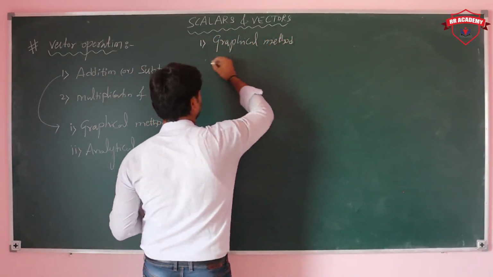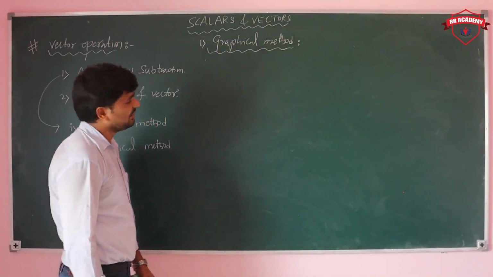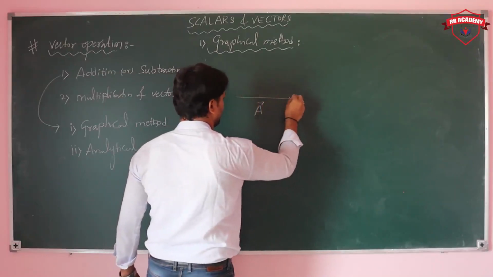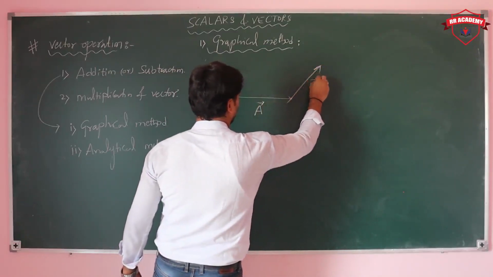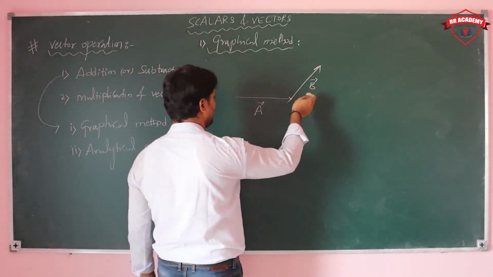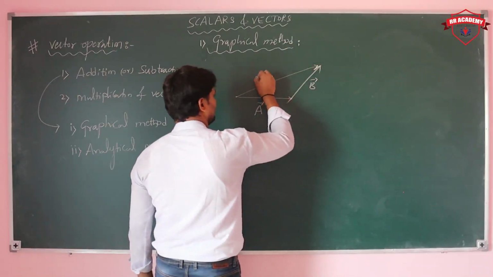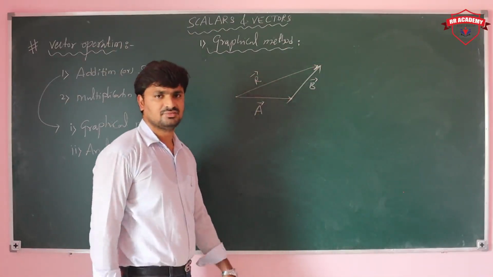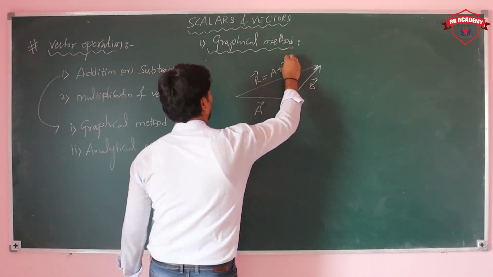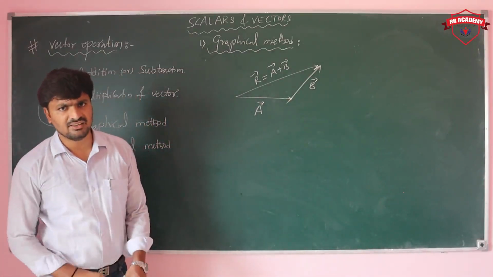Graphical method. Addition of two vectors. Two vectors I am considering here, A and B. This is vector A and this is vector B. So now we want to add A and B. Simple here. A, B, and we are taking the closing. So this goes to R. The resultant R is nothing but A bar plus B bar. Simple. Like that only we will add.